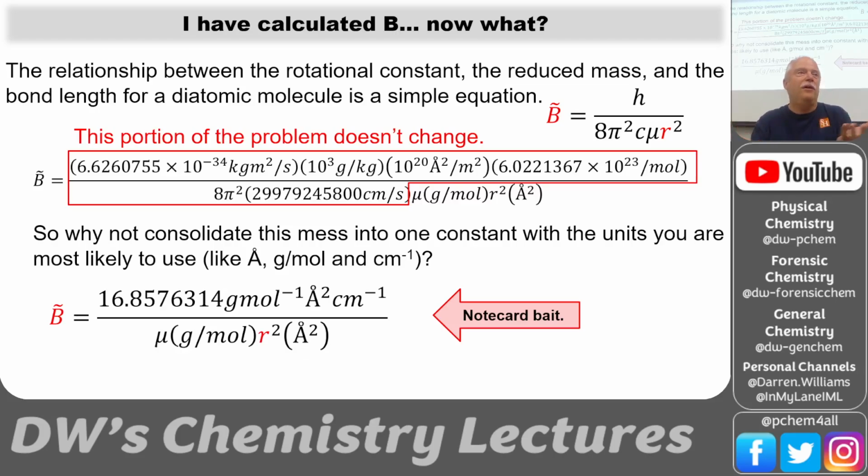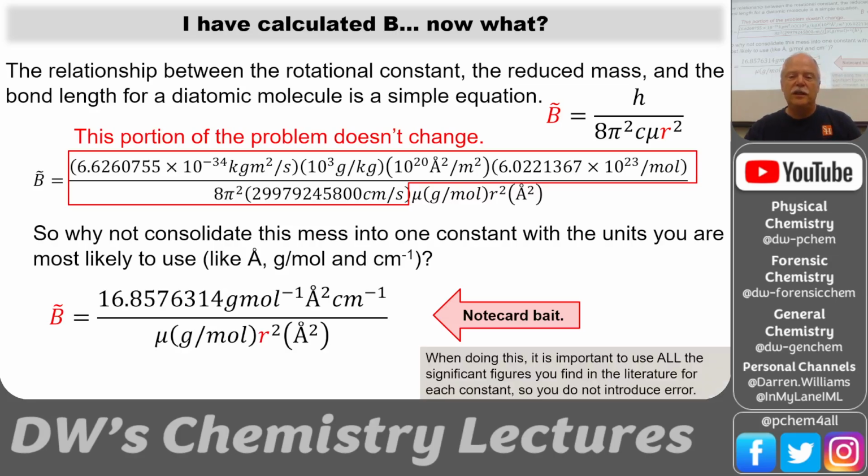Like I want to make my reduced masses off the periodic table in grams per mole. I don't want to have to convert everything to kilograms and have times 10 to the 31 or whatever. Okay, so this is a nice little trick. And that way I can just easily get from rotational constant to bond length and back. So when doing this, it's important to use all those significant figures you find in the literature so that you don't introduce error. Your rounding errors can come and bite you if you do that.